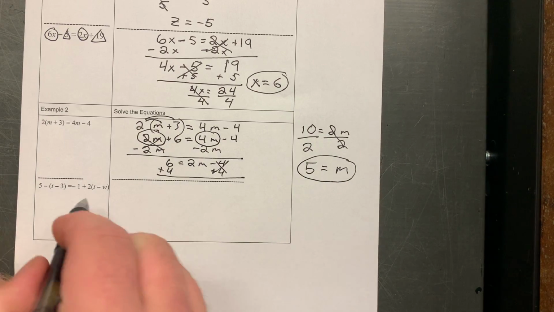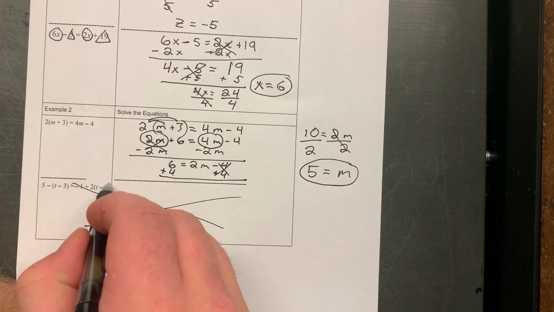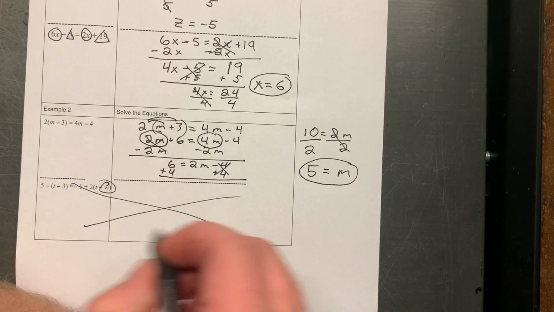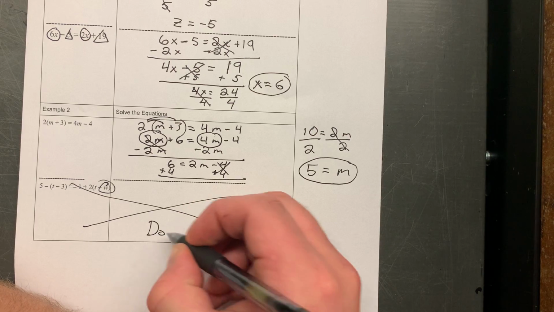You can cross off this equation. We don't like this one. It's dealing with a second variable that we don't like right now. So this is a no-go. So you do not have to do it.